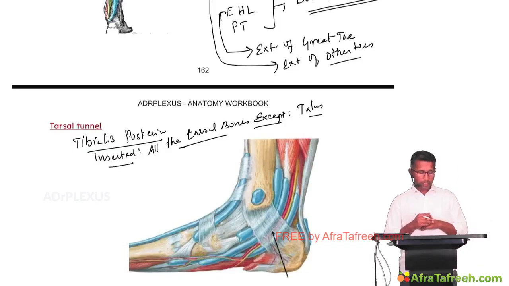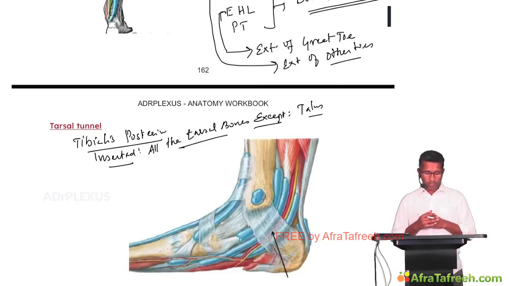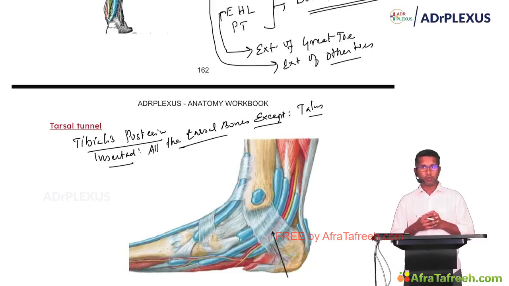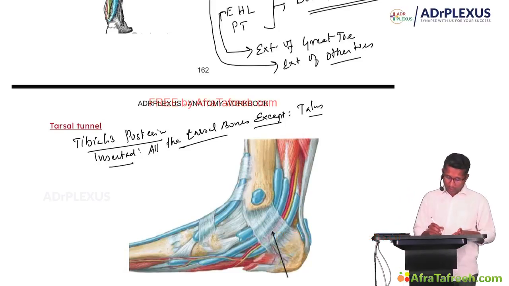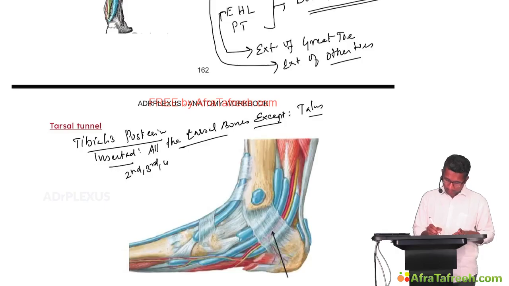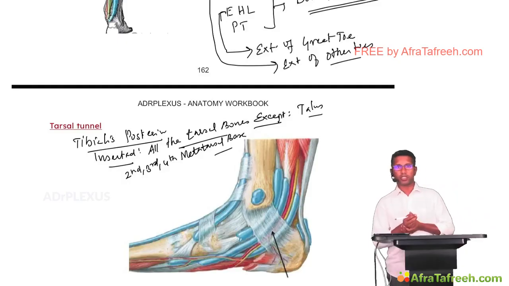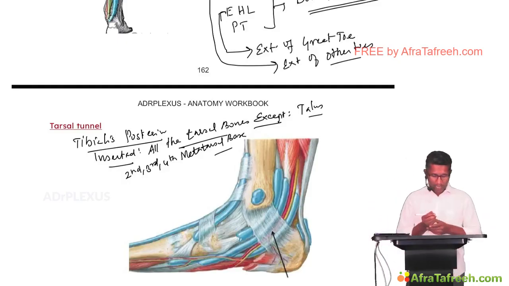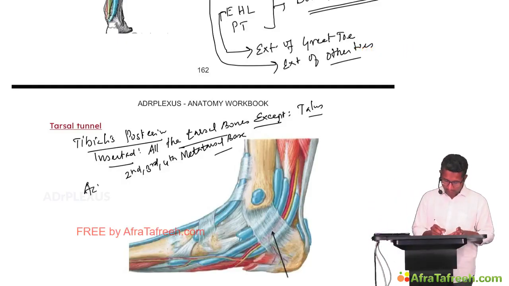So all the tarsal bones receive the insertion of tibialis posterior except talus. Tibialis posterior also gets inserted into the second, third, and fourth metatarsal base. So this is about the insertion of tibialis posterior. Tibialis posterior action. Yes, what is the action of tibialis posterior? It is the main inverter of the foot. It is also causing inversion of the foot.